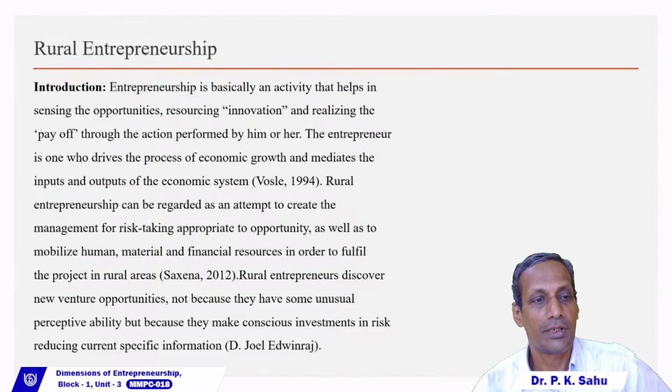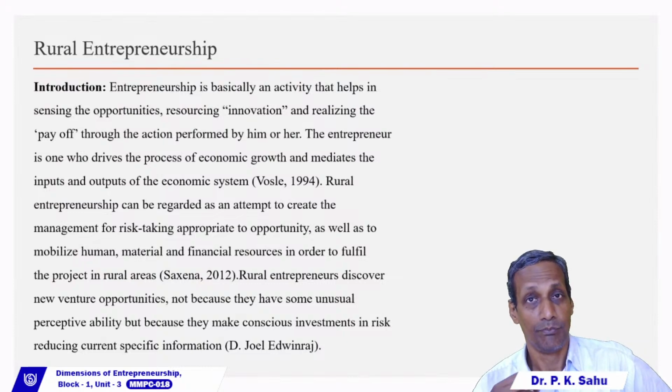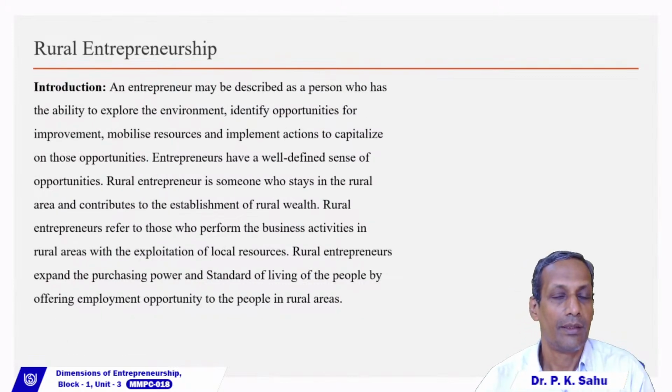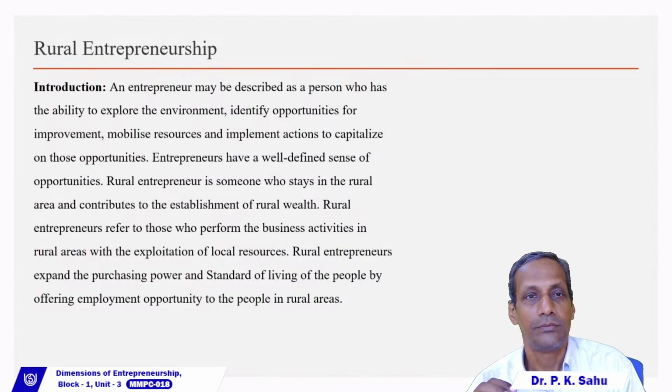So rural entrepreneurs discover new venture opportunities, not because they have some unusual perspective ability, but because they make conscious investments in risks, reducing current specific information. An entrepreneur may be described, as we have seen, as a person who has the ability to explore the environment, identify opportunities for improvement, mobilize resources, and implement actions to capitalize on those opportunities. Entrepreneurs have a well-defined sense of opportunities.